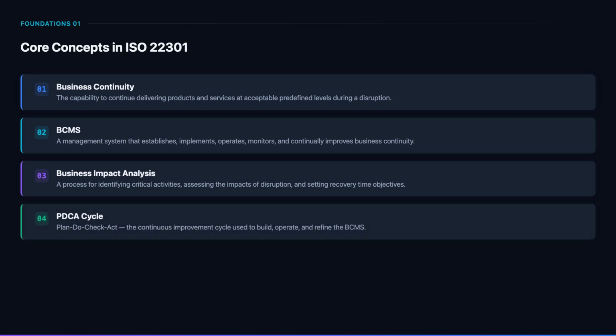The PDCA cycle stands for Plan, Do, Check, Act. ISO 22301 uses this cycle to structure how you build, operate, evaluate, and improve your business continuity management system over time. Here is how the PDCA cycle maps to a business continuity implementation.